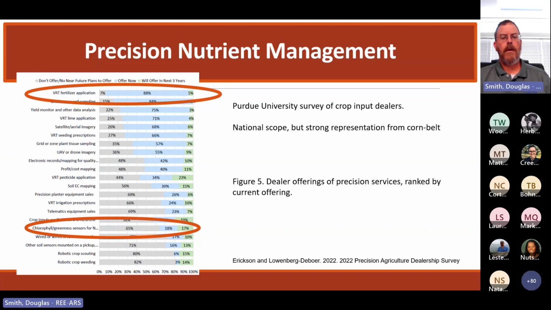You look down below in the circle, there are greenness sensors for nitrogen application, and only about 18% of the dealers offer them. There is some potential growth in this portion of the market.